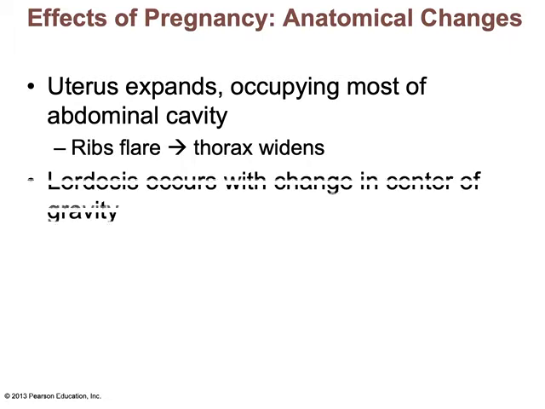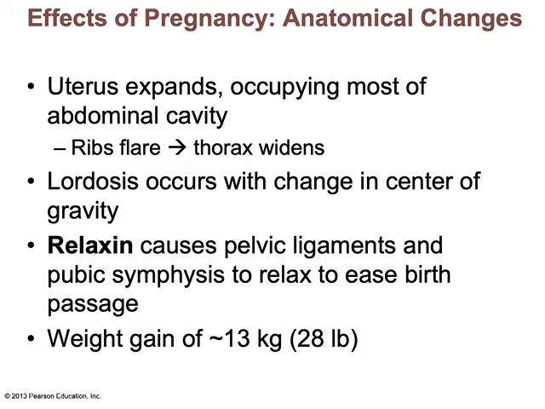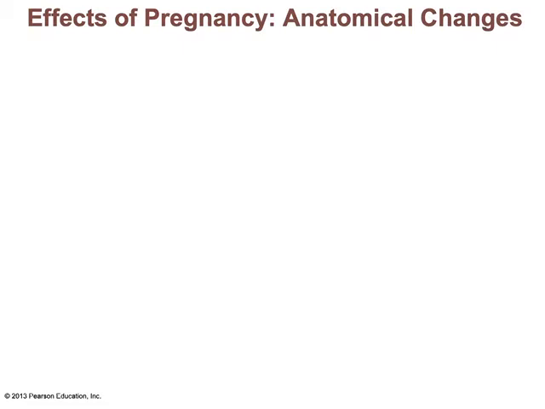The ribs will flare, the thorax will widen, and you may end up with lordosis because you're now increasing the weight in the lumbar region. So what you're going to do is thrust the lumbar spine forward because of the change in your center of gravity, and this can result in lower back pain. Okay, relaxin causes the pelvic ligaments and pubic symphysis to relax and ease birth passage, and this sometimes leads to joint problems all over the body. And you end up with a weight gain of around 30 pounds on average.